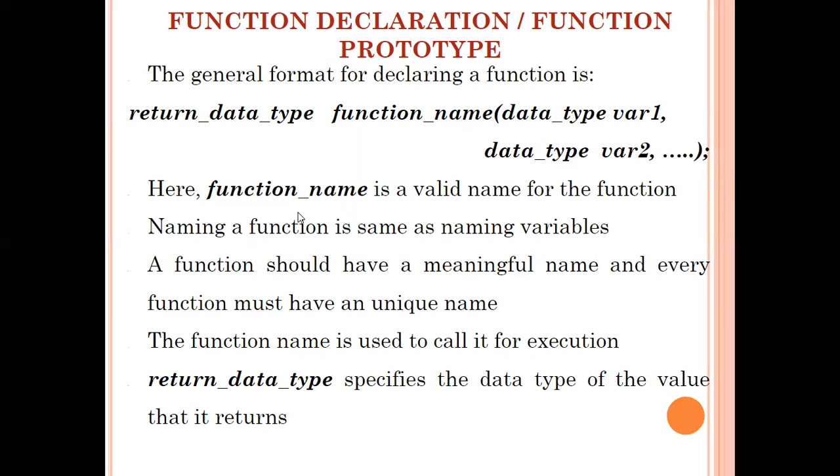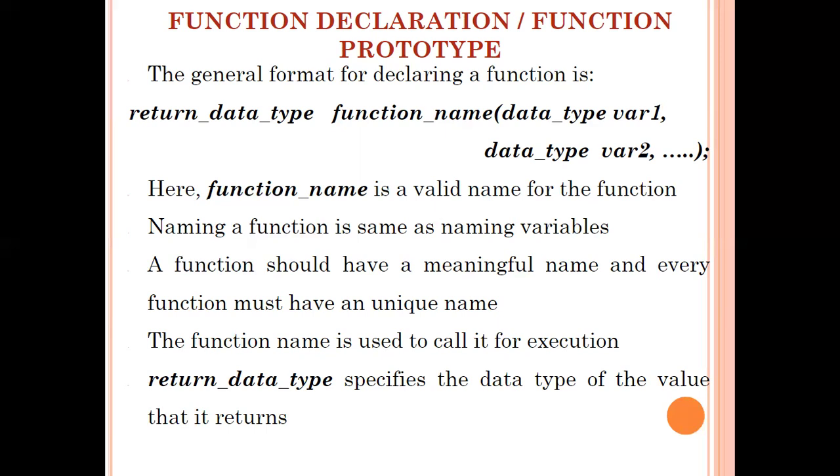Okay. So here function name is a valid name for the function. That is just like how we provide a particular name for a variable. In the similar way, we can also provide a name for a function, and the name to be provided for a particular function should be meaningful. Because just by looking at the function name, we should be able to differentiate the different user-defined functions used in a C program.